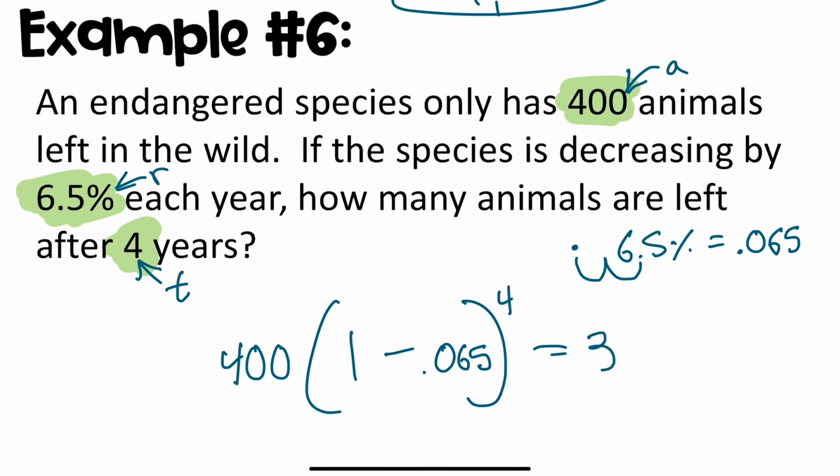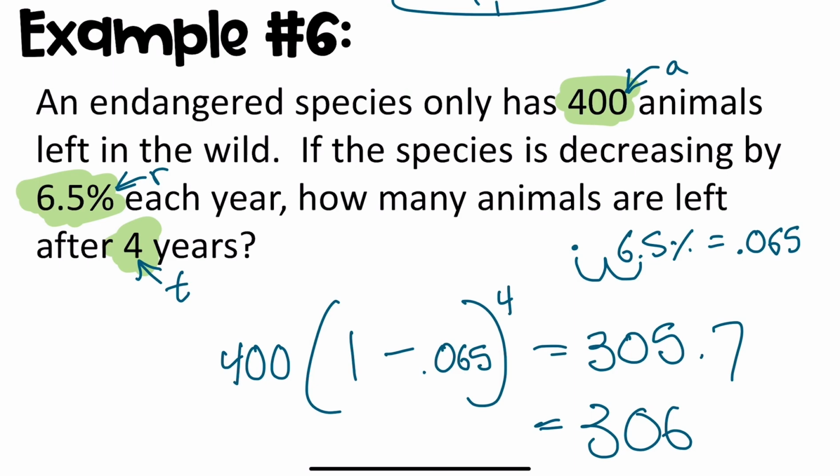All right, so we got 305.7. But remember, we're talking about animals here. We can't have 0.7 of a creature, so we're going to round it up. So we're going to have 306 left over. After 4 years, they're going to only have 306 of this particular animal.